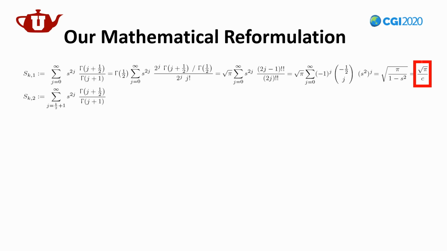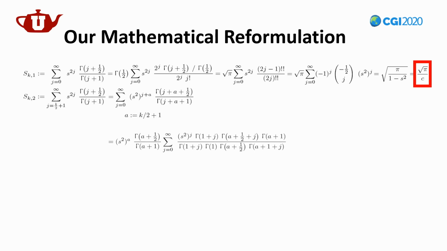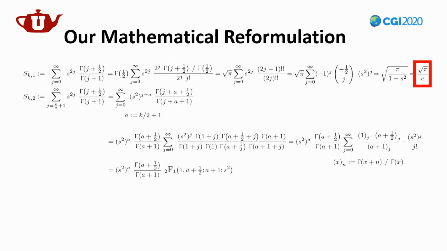For the second infinite series, we first shift the series back to 0. Then, we rearrange and express the series in terms of the Pochhammer symbol. This is just algebra, there's nothing fancy actually happening here. The series can now be evaluated in terms of the Gaussian hypergeometric function.